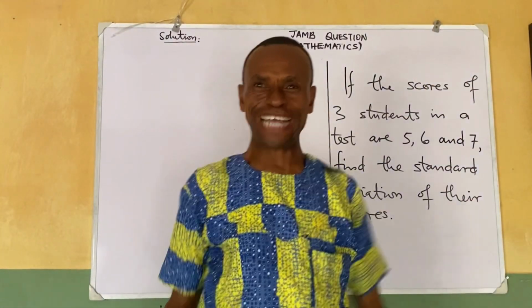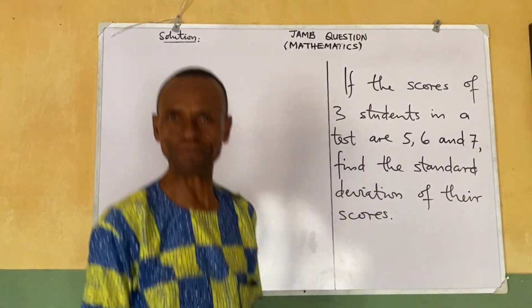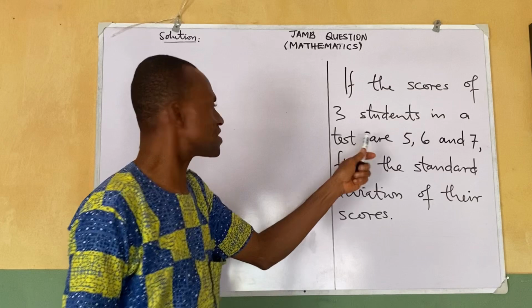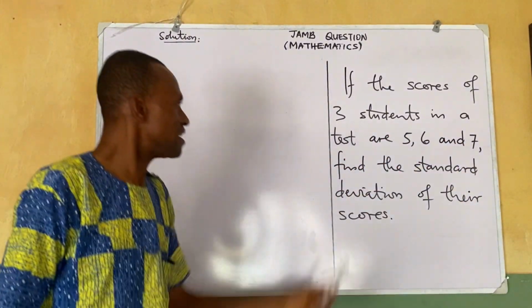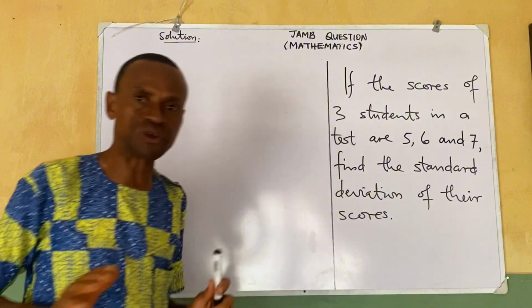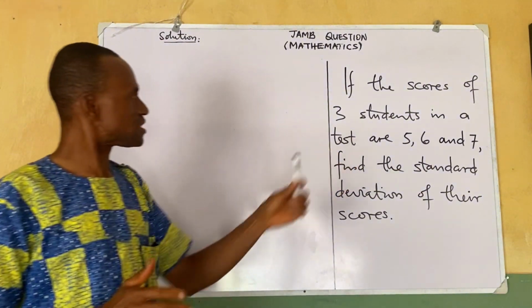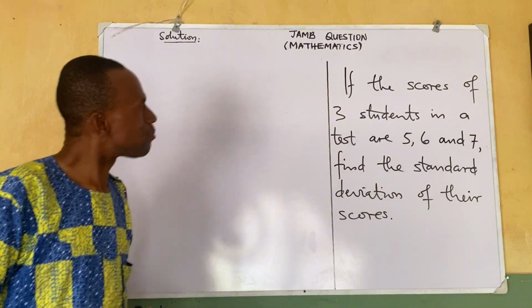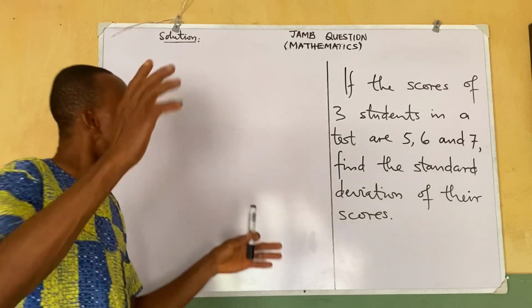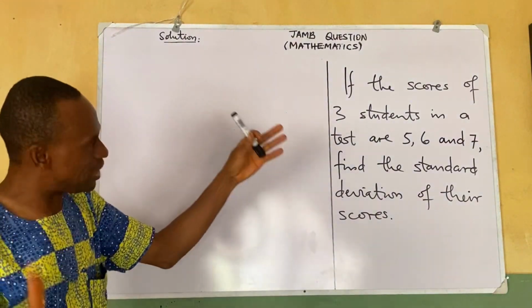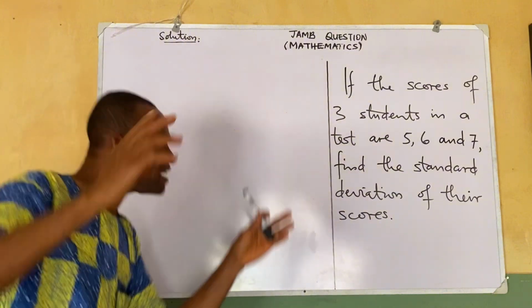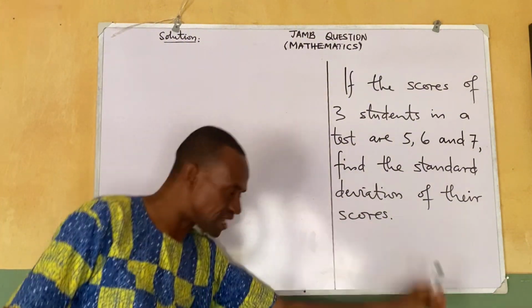Solution to a JAMB mathematics question on the board. If the scores of three students in a test are 5, 6, and 7, find the standard deviation of their scores. This is a typical question of statistics. But let's summarize the formula: mean deviation, variance, then standard deviation.